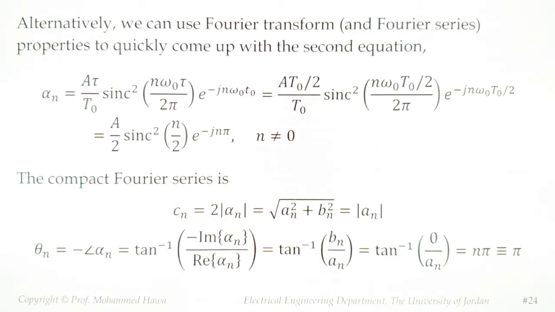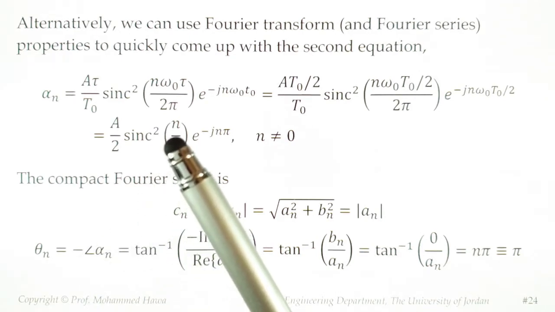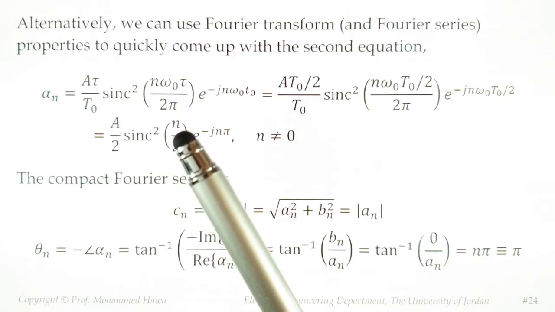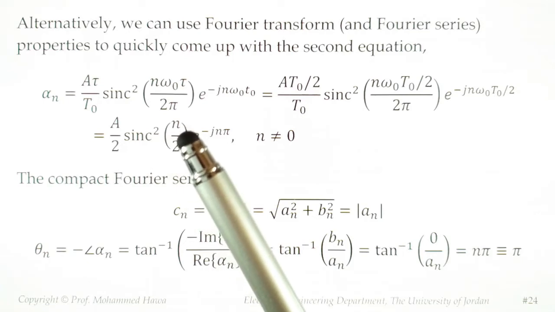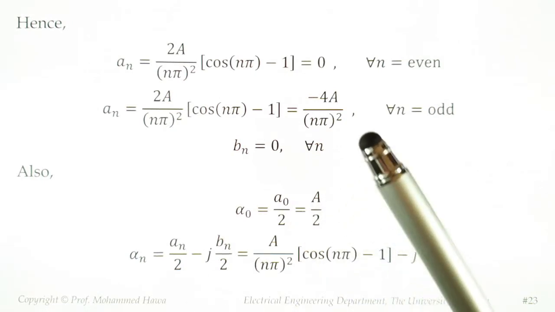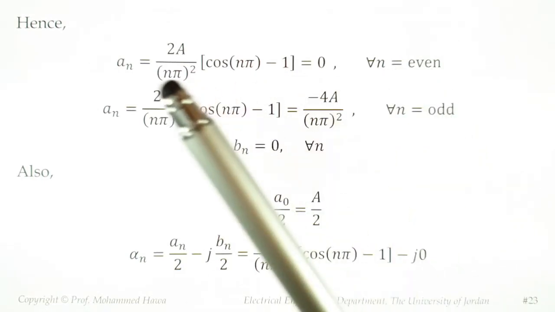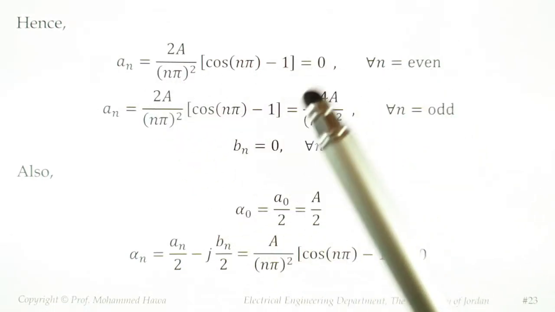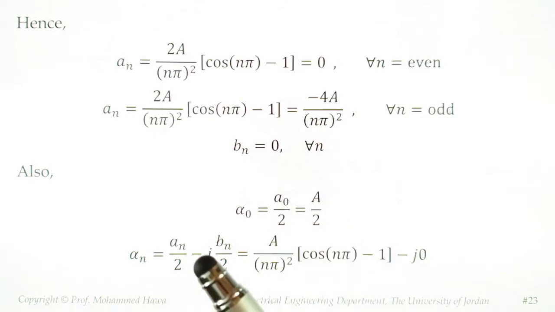For example, as a quick check, substitute n even here. When you substitute n even, you get sec of 2 over 2, that's sec 1, sec 4 over 2, that's sec 2, and then sec 3, sec 4, sec 5. Those are the nulls of the sec, which means you get alpha n equals 0. And I told you earlier that for n even, you get a n equals 0. Combined with b n equals 0, you're going to get 0 minus j0, alpha n equals 0.